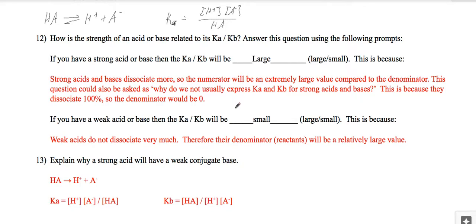Where if we have a weak acid or weak base, that means we're going to have a larger quantity of our original substance and smaller amounts of the ions. And so our Ka is going to be small, or our Kb will be small.